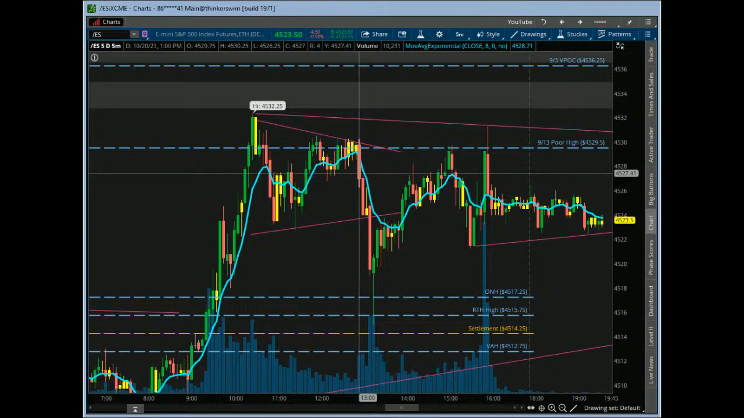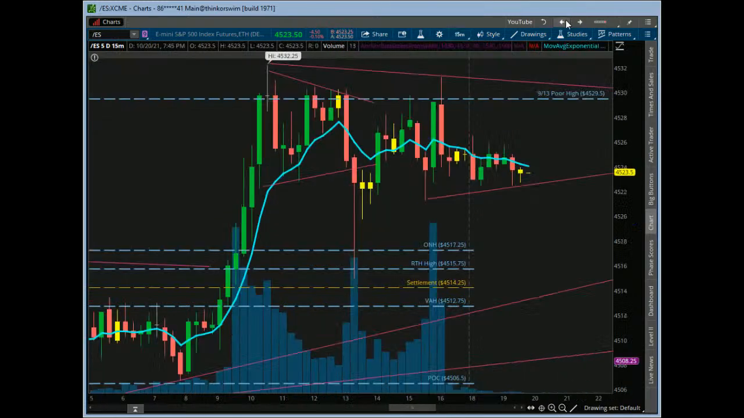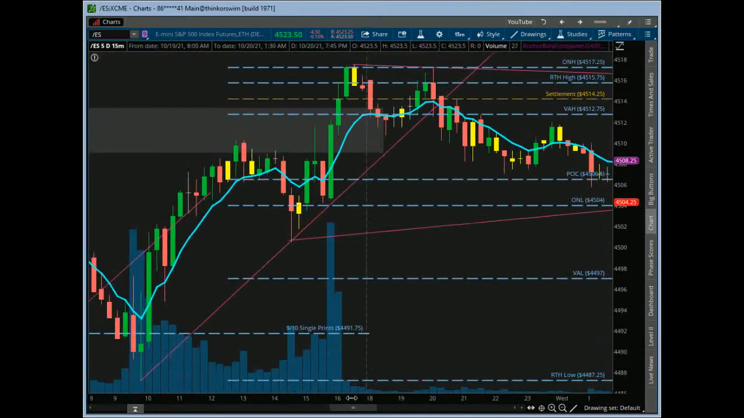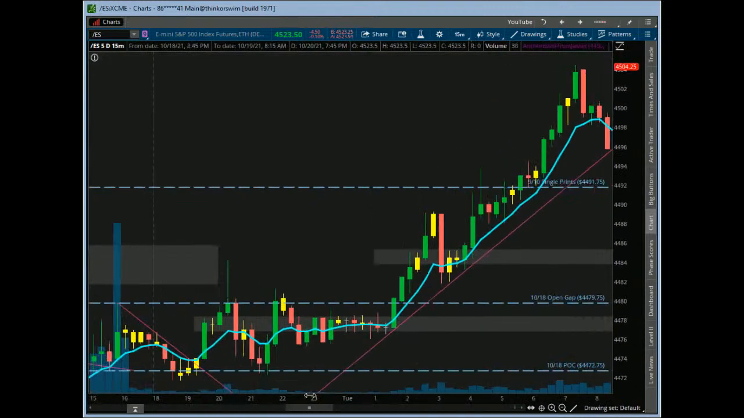Around 1 o'clock, right? That also shows us that this is not a horrible area to consider being short, once we're seeing a change in composure. So again, that tells us if we're trending. Now, if you go back to a trending day, like yesterday, the day before, for sure.